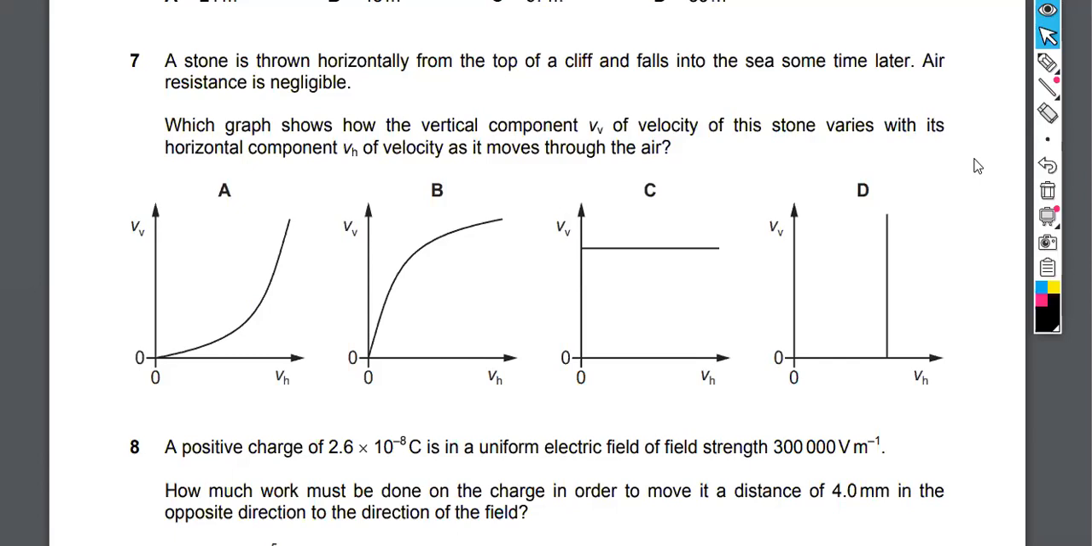Between A and B, actually, no, it's gotta be A because at a certain point, the x velocity is going to stop and it's just going to keep accelerating in the y because of gravity.